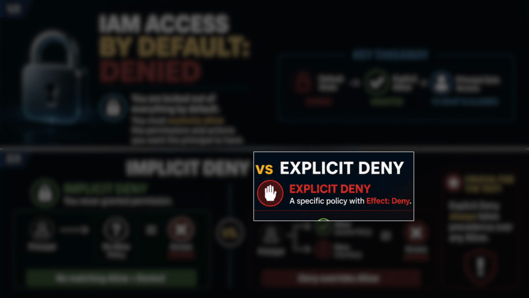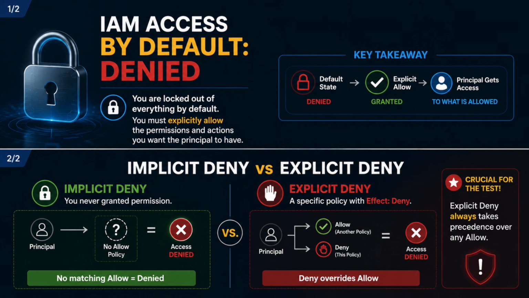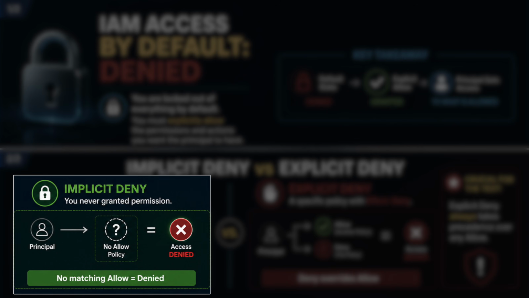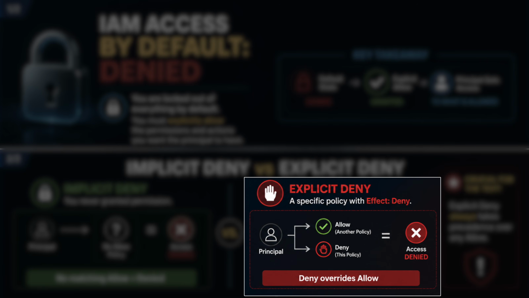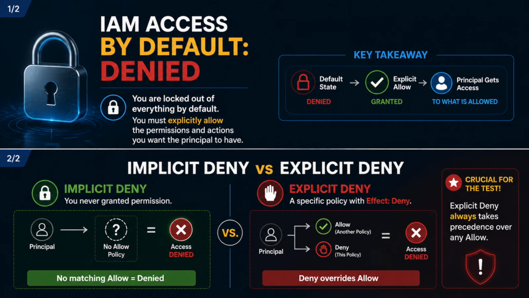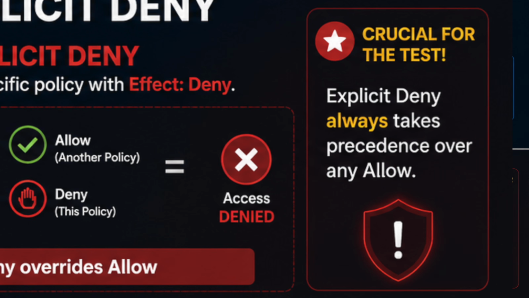The distinction matters on explicitly denying versus just never allowing. You're locked out of everything by default, and you have to actually explicitly allow the permissions and actions you want the principal to have. So remember this. There's an implicit deny, which means you never granted permission, so access is denied. But then there's an explicit deny. This is where there's a specific policy that specifically says, in the effect, deny. Then access is denied, even if another applicable policy says allow. The deny takes precedence. It's crucial for the test.